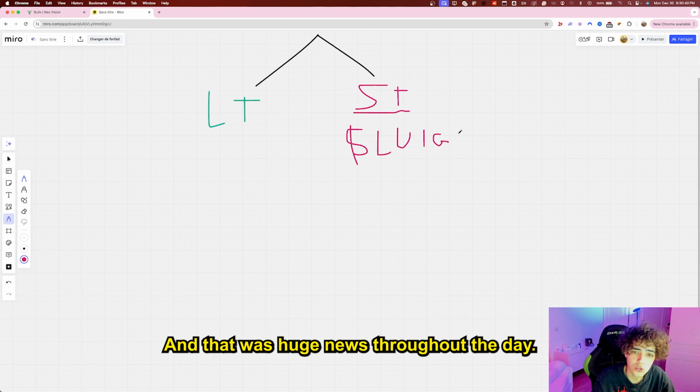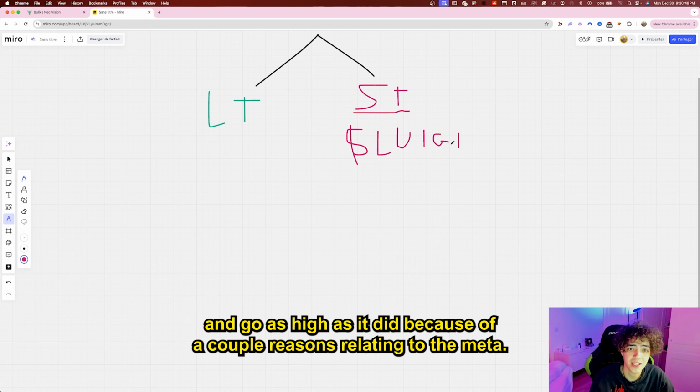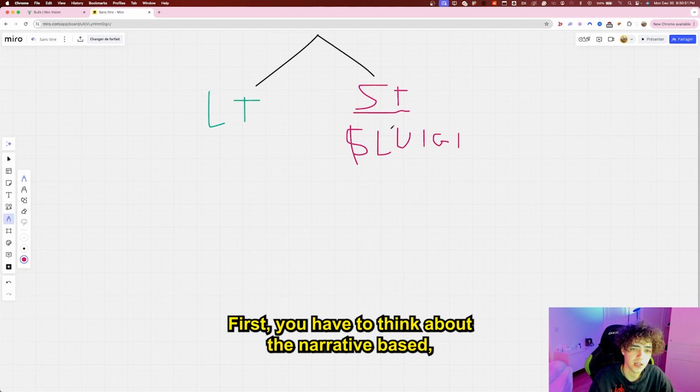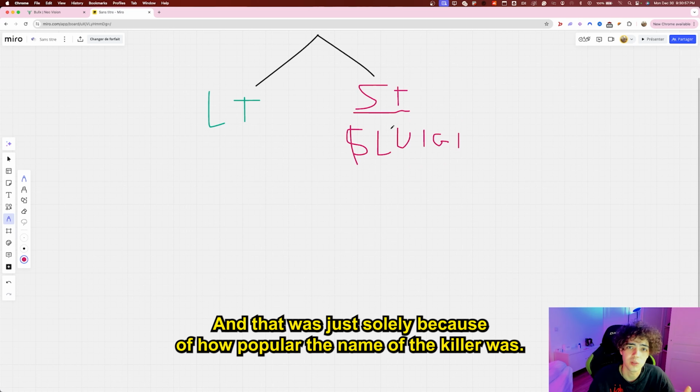And that was huge news throughout the day. It was super popular, and you knew that Luigi was going to go up and go as high as it did because of a couple reasons relating to the meta. First, you have to think about the narrative-based reasons on why it blew up, and that was solely because of how popular the name of the killer was, right?